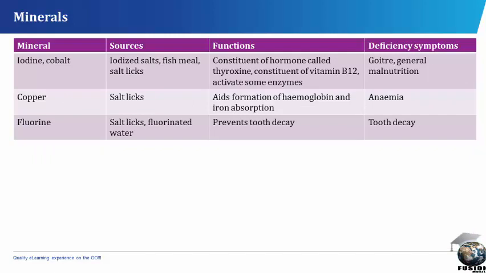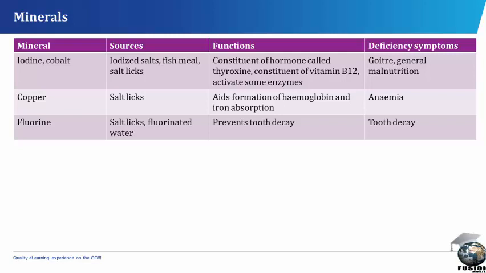Iodine, cobalt. Sources: iodized salts, fish meal, salt licks. Functions: constituent of the hormone thyroxine, constituent of vitamin B12, activates some enzymes. Deficiency symptoms: goiter, general malnutrition.